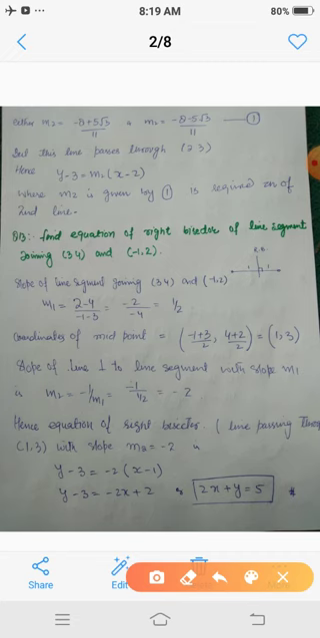Now the line passing through the points (3, 4) and (minus 1, 2), its slope is given by m1, which is the difference of y coordinates upon the difference of x coordinates, that is simply 1 upon 2. Similarly, the coordinates of the midpoint of this line are given by the section formula, that is (1, 3).